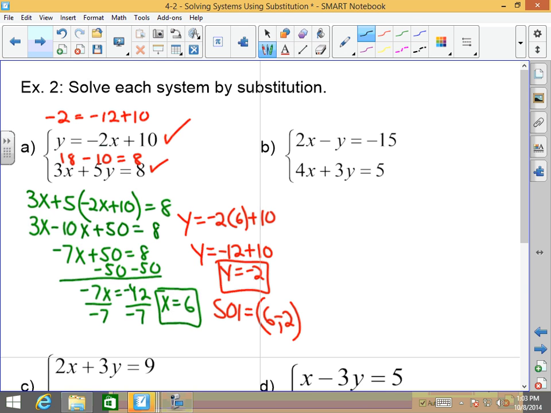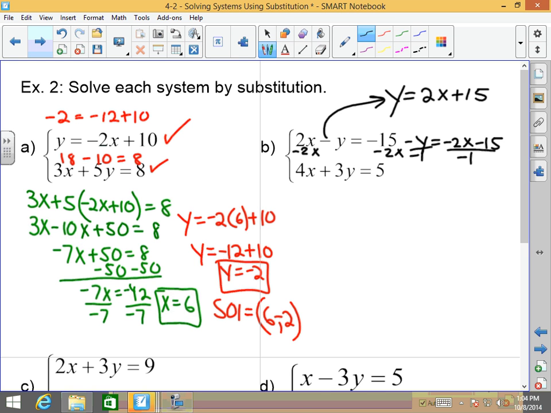Next one. Which one do you want to solve for first, guys? The top one, right? Because this y is going to be the easiest one to solve for. So in order to solve for this y, I'm going to subtract 2x from both sides, giving me negative y equals negative 2x minus 15. Divide by negative 1 on both sides. So y equals 2x plus 15. That's what I just solved for.